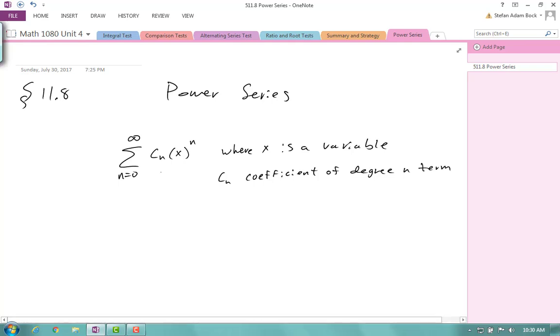If I were to plug in 0 for this series, I would have a very big problem for the first term, because the first term would be 0 to the 0. But instead what we do is we just call that term 1, although specifically we'll have c sub 0 times 1 plus c sub 1 times 0 plus c sub 2 times 0, etc.